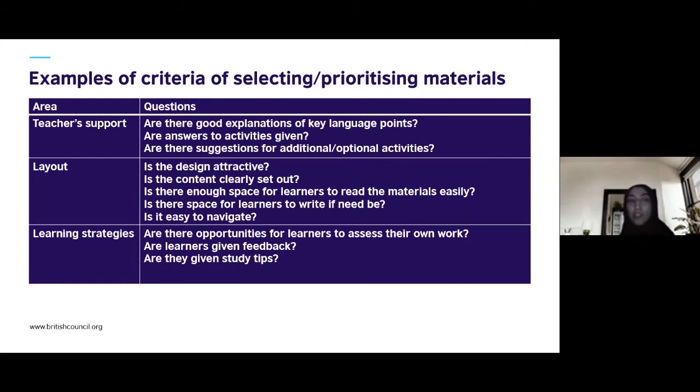Now think about the learning strategies and the learner autonomy. Are there any opportunities for learners to assess their own work, to evaluate themselves, evaluate each other? Does the application or the tool give the learners feedback? Can they find the answers and know how they did in the assignment? Is there a possibility to give them some study tips? It's not only about the content and the information, but also some advice on how they study and manage their learning.